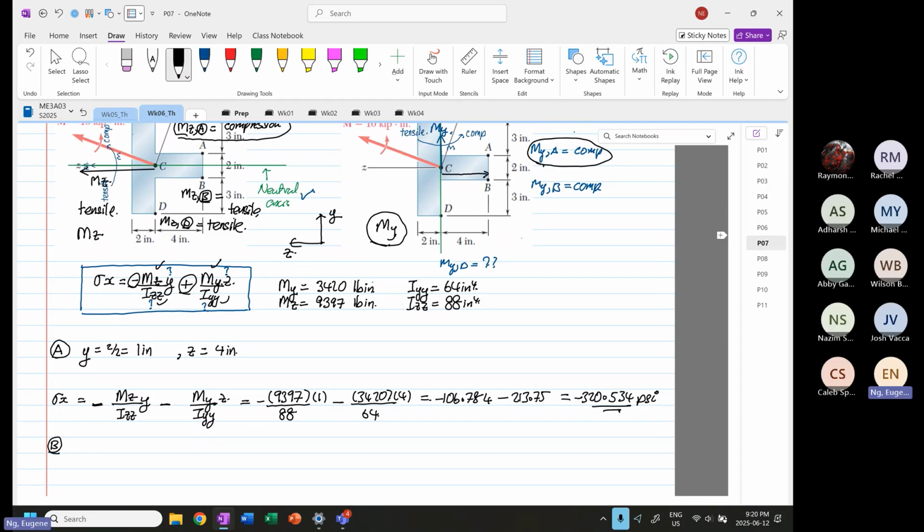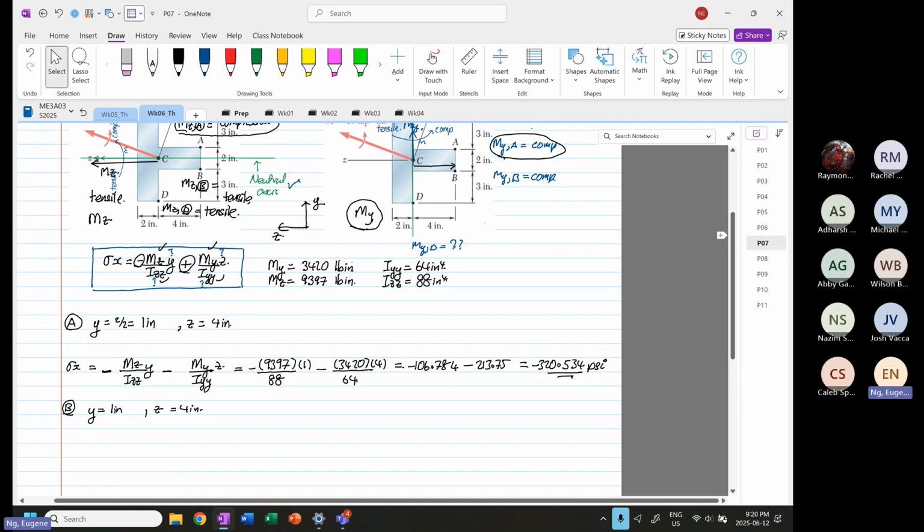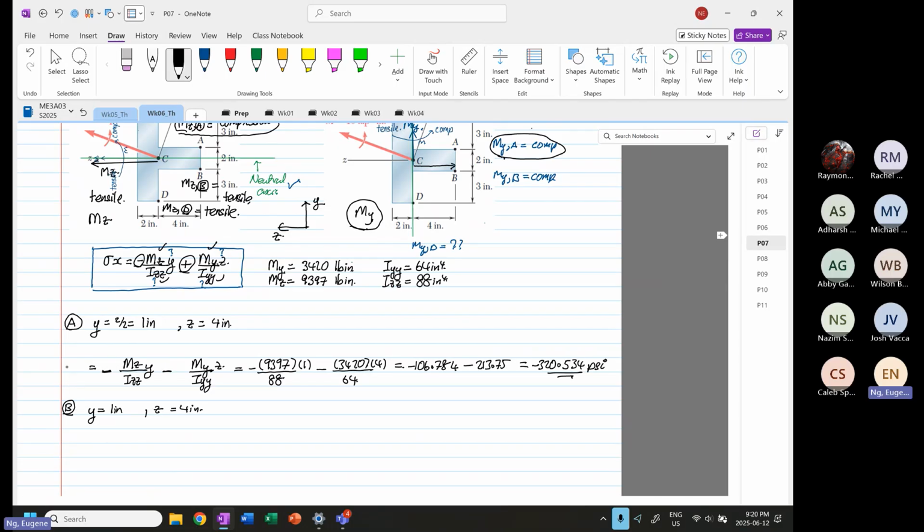Okay, point B. If we look at point B, the Y distance is also equal to 1 inch relative to the center. And the Z, same as point A, is also equal to 4 inches. So now you write down stress X at point B. You just write Mz over Izz multiplied by y, minus My over Iyy multiplied by z.